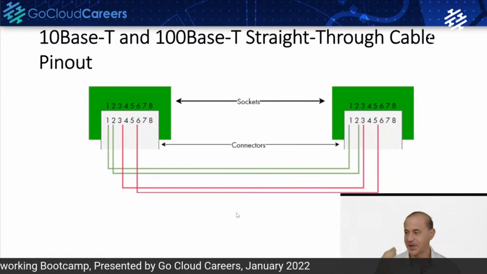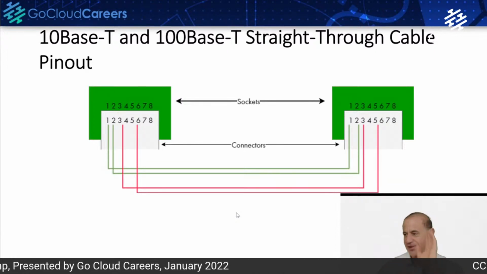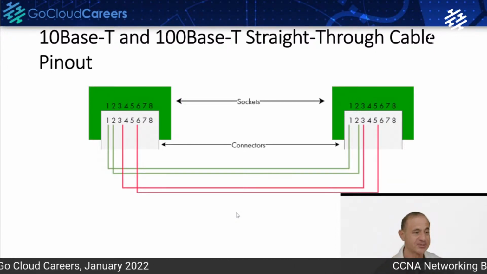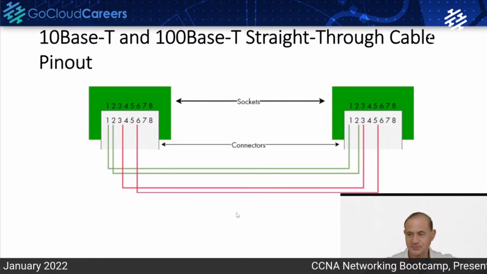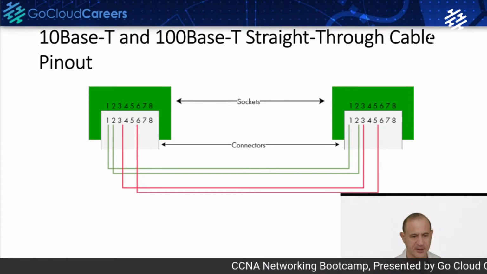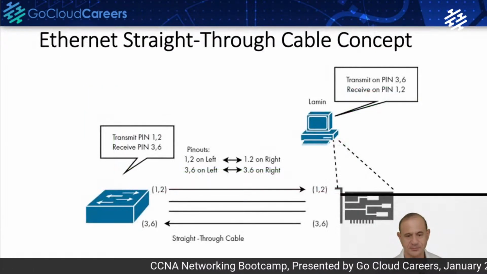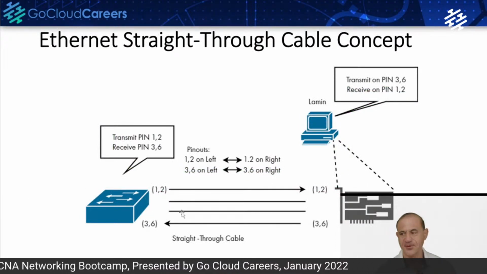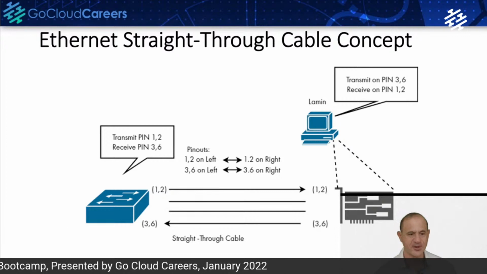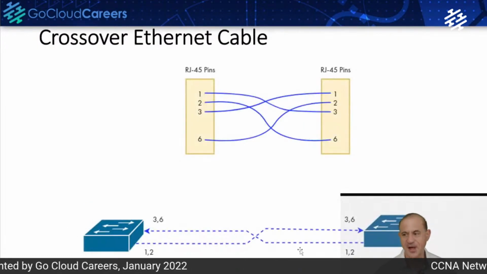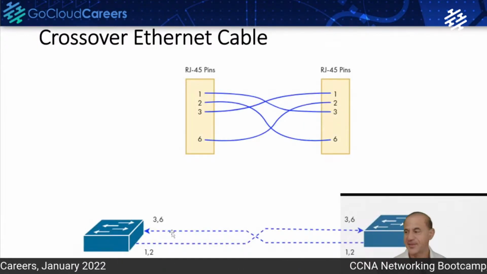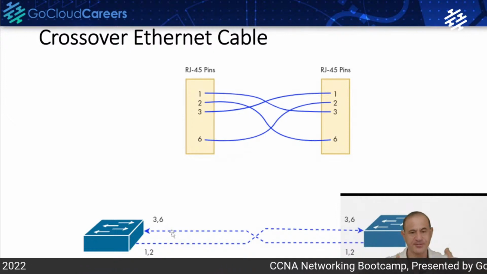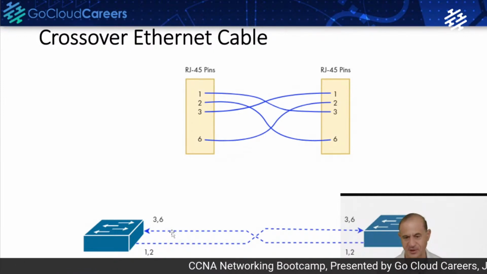Now, if you want to connect a router to another router or a switch to another switch, that changes everything. So I'm going to look at this one more time. Switch to device, straight cable, same pins on both sides. But if you want to go from router to router or switch to switch, then we have to change everything. We have to flip those cables, and that's called a crossover cable.